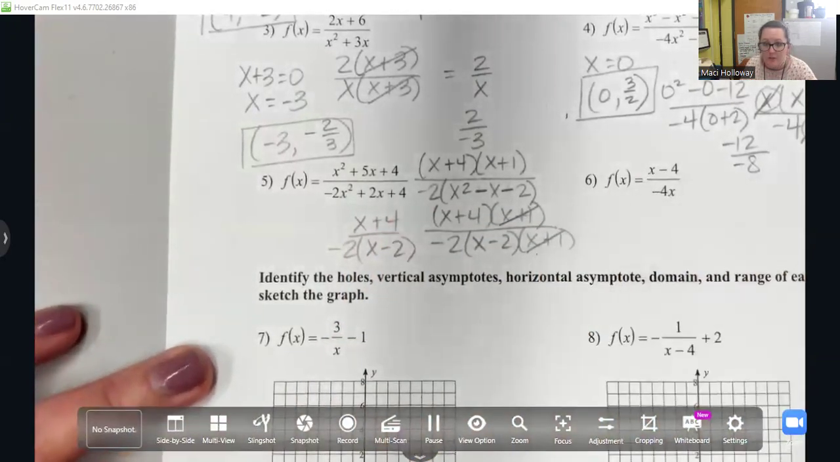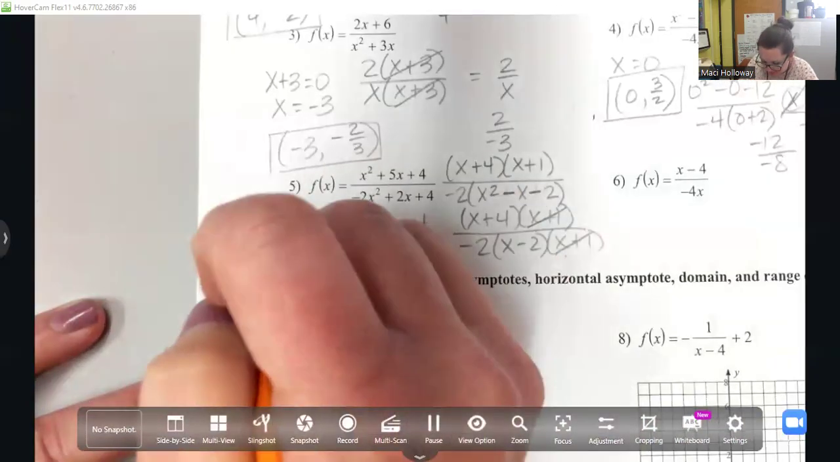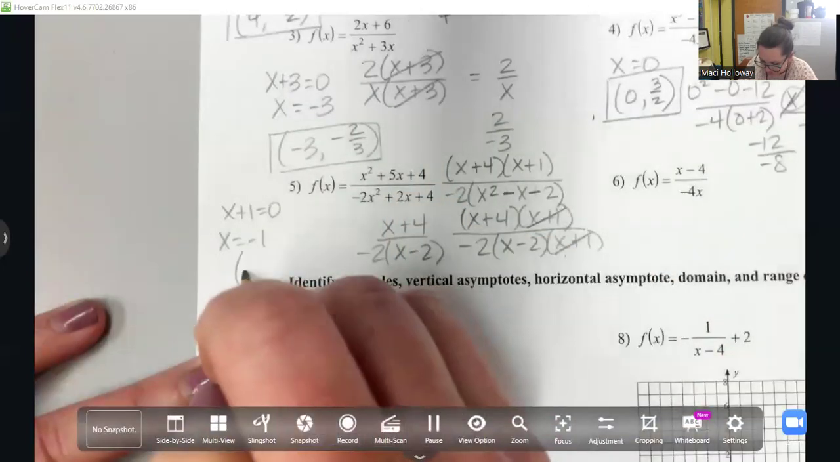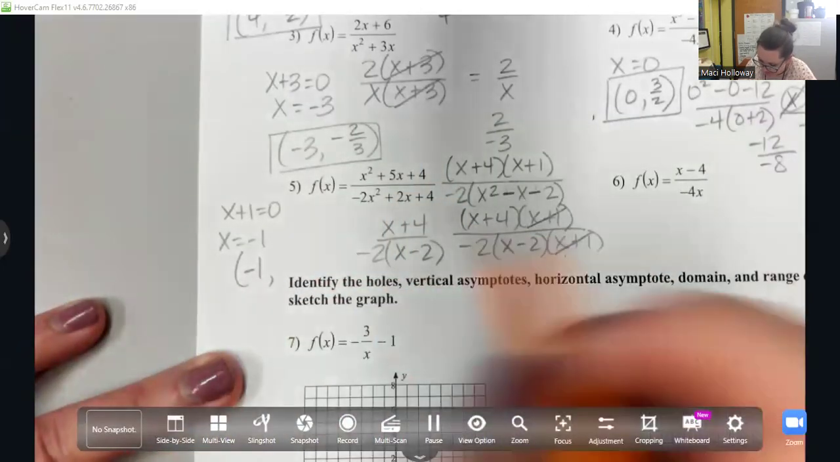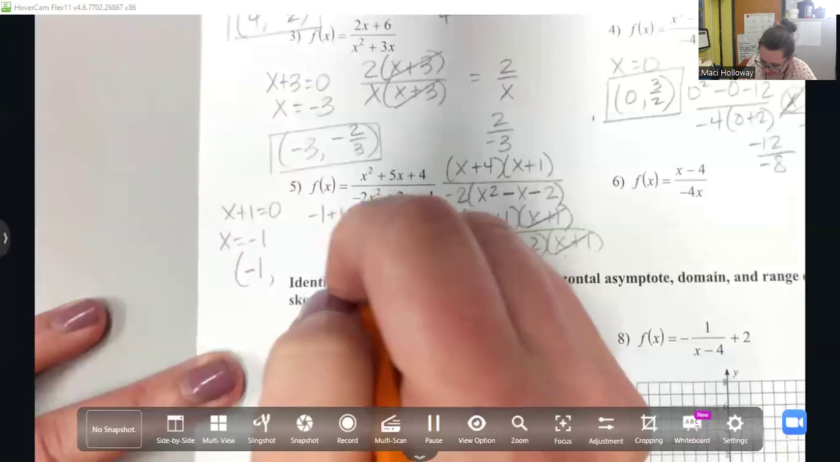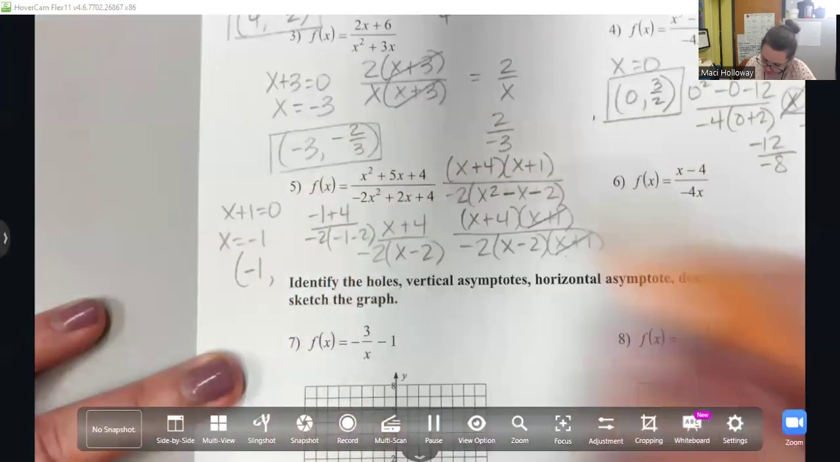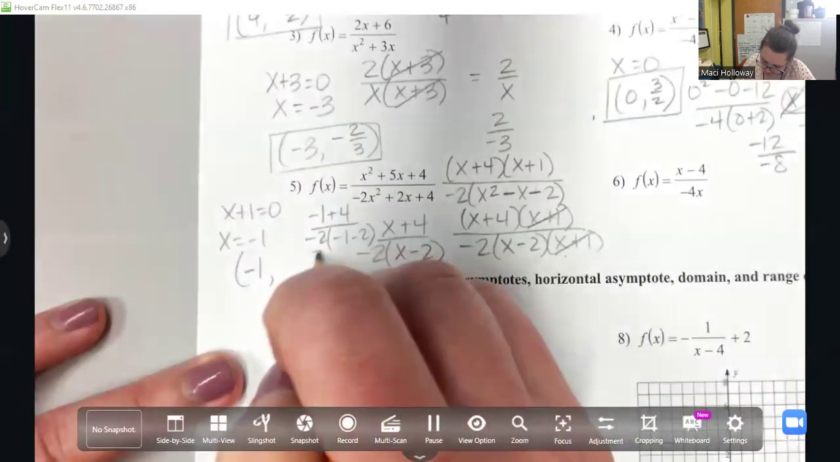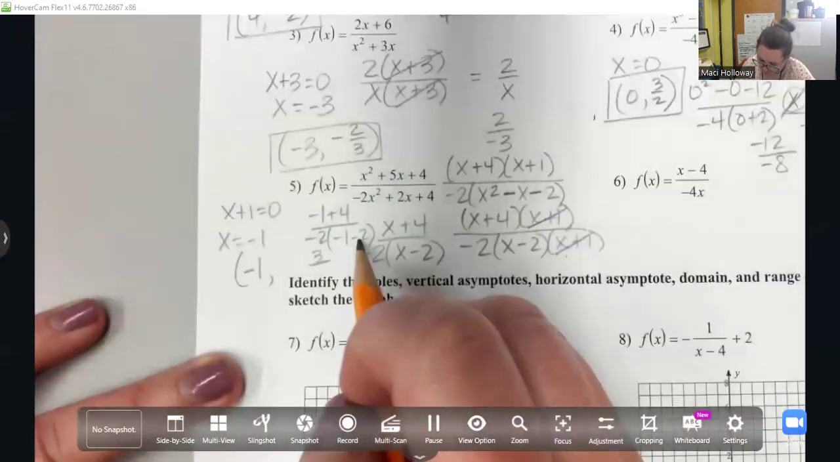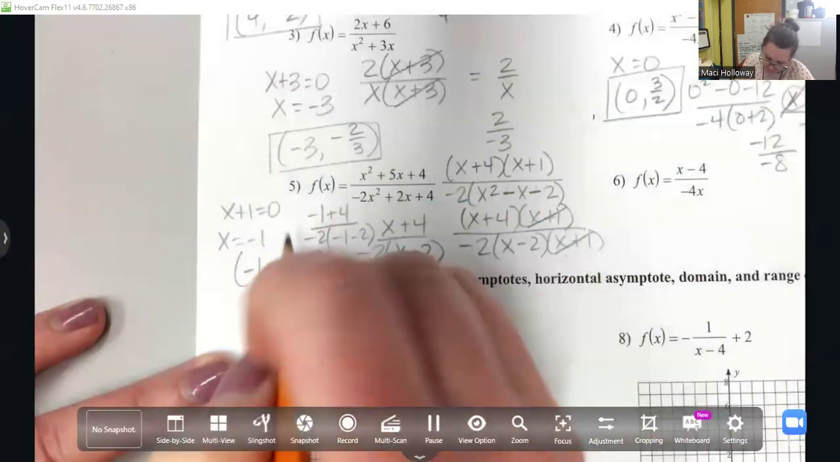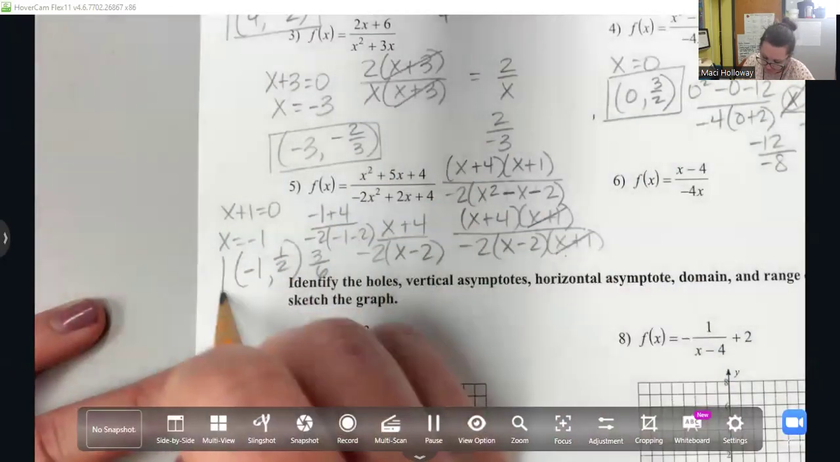Set our common factor equal to 0. So it's x plus 1 equals 0, x equals -1. So my point is -1, and let's plug it back in here. -1 plus 4 divided by -2 times -1 minus 2. -1 plus 4 is 3. -1 minus 2 is -3 times -2 is +6. So 1/2 is our hole.